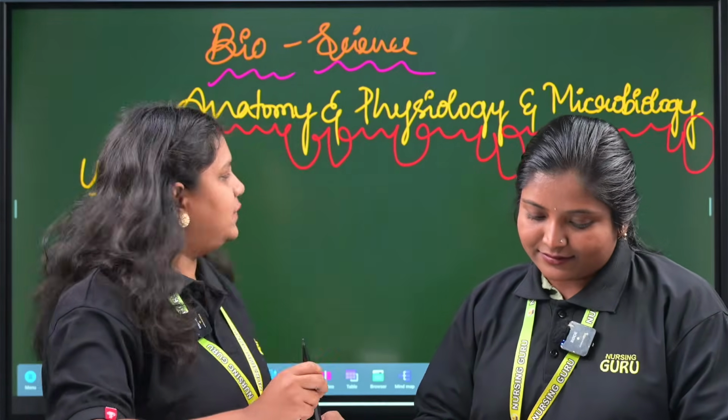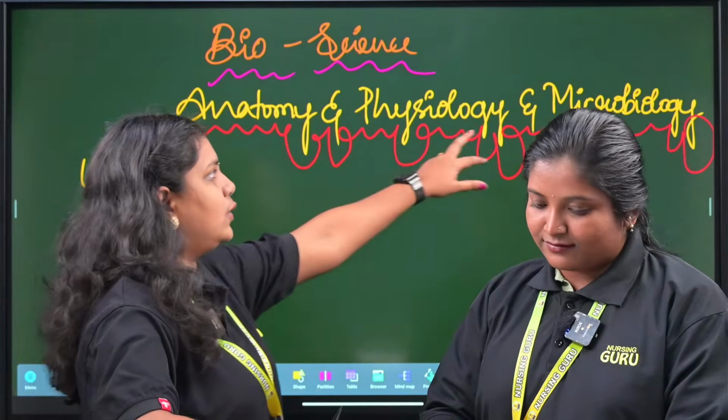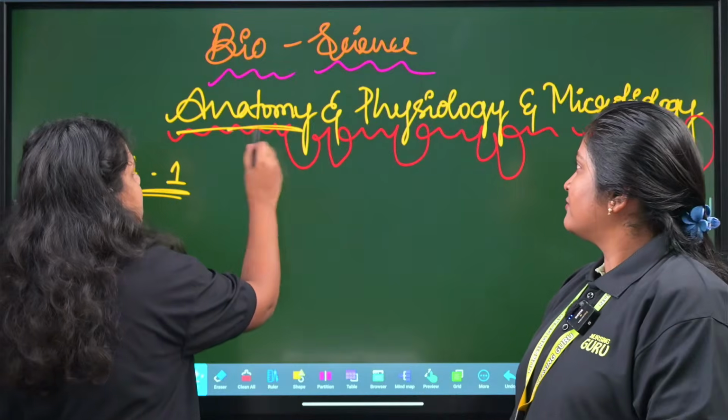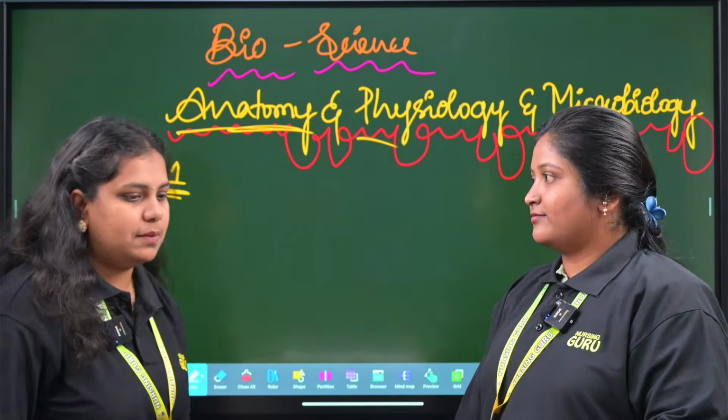So let's start with anatomy and physiology. Later we will discuss microbiology. First we will talk about anatomy and physiology, unit number 1.